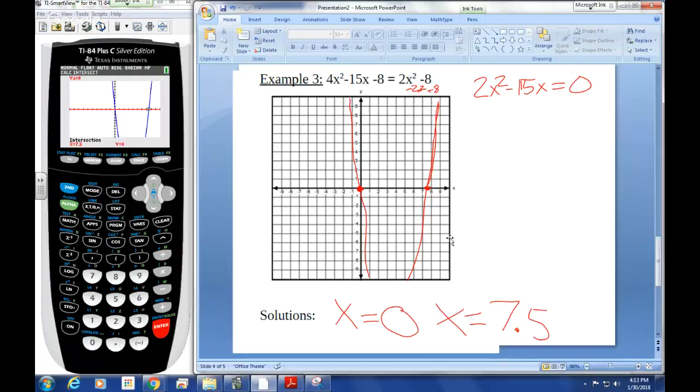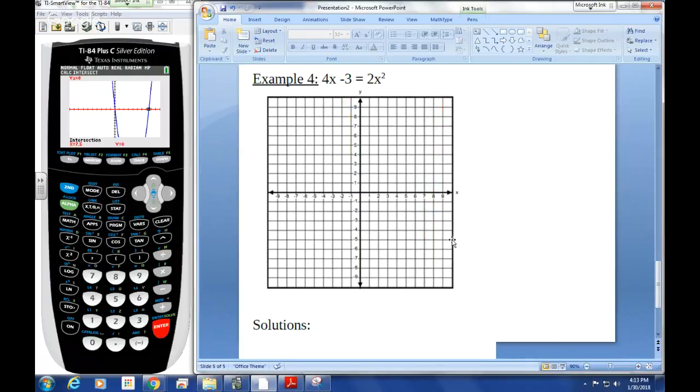That's example 4. And it's where we look at 4x minus 3 equals 2x squared. So to get to something that works a little bit better, we can subtract 2x squared from both sides. So in that case, we get negative 2x squared plus 4x minus 3 equals 0.